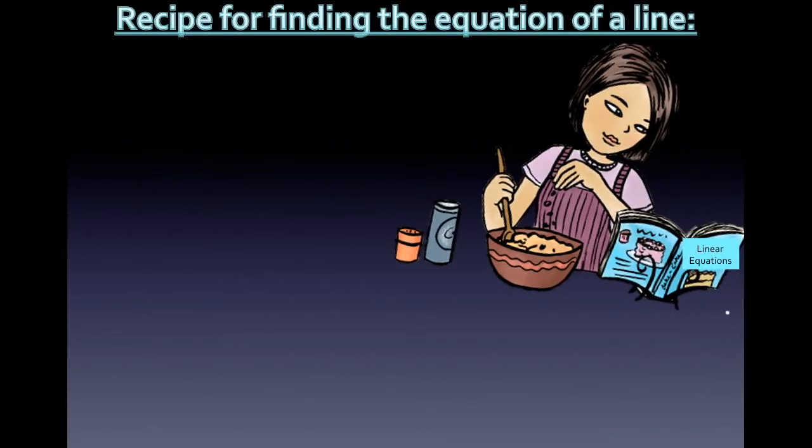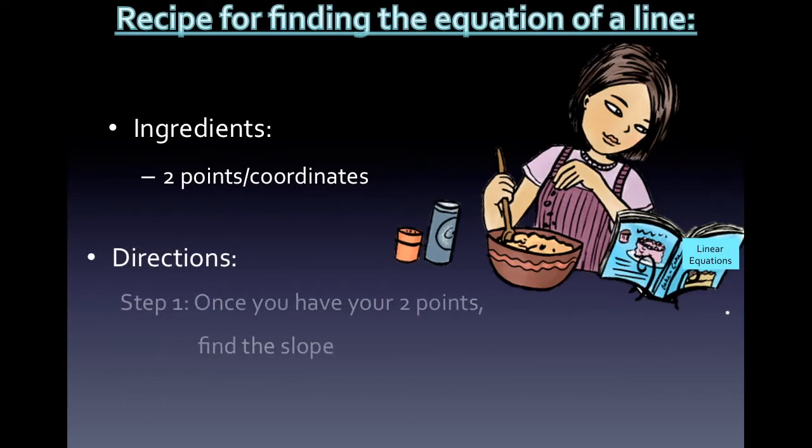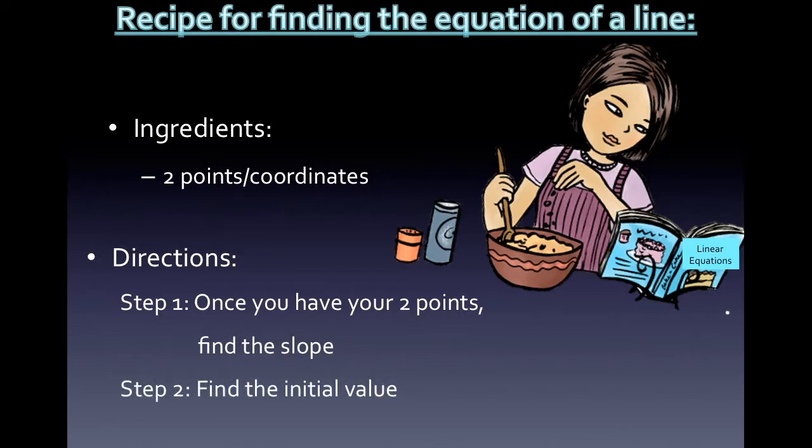So now I'm going to give you what I call a good recipe for finding the equation of a line. Your ingredients would be 2 points. You need at least 2 points. And your directions are: step 1, once you have your 2 points, find the slope. Step 2, find the initial value. And then step 3, create the rule y equals ax plus b.